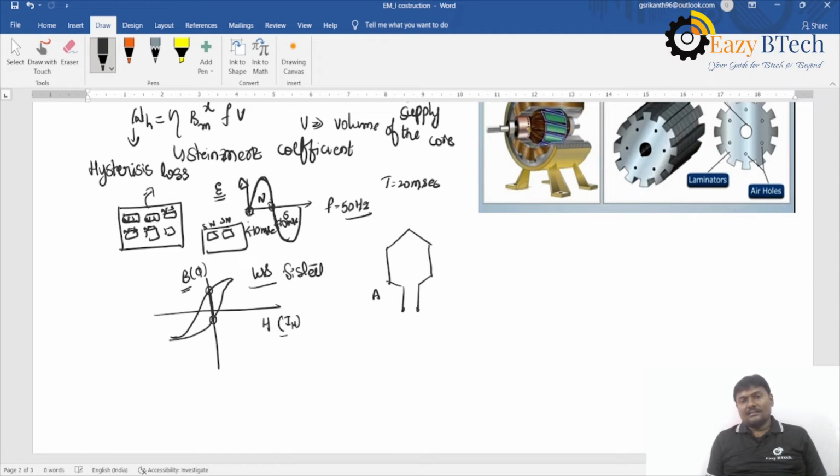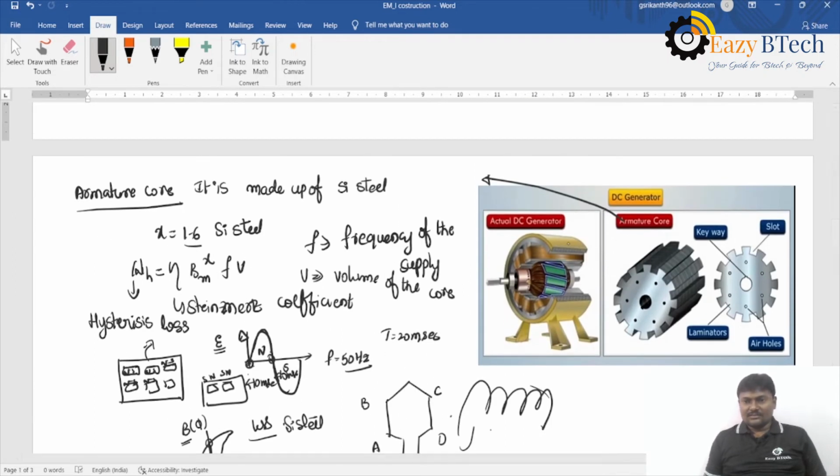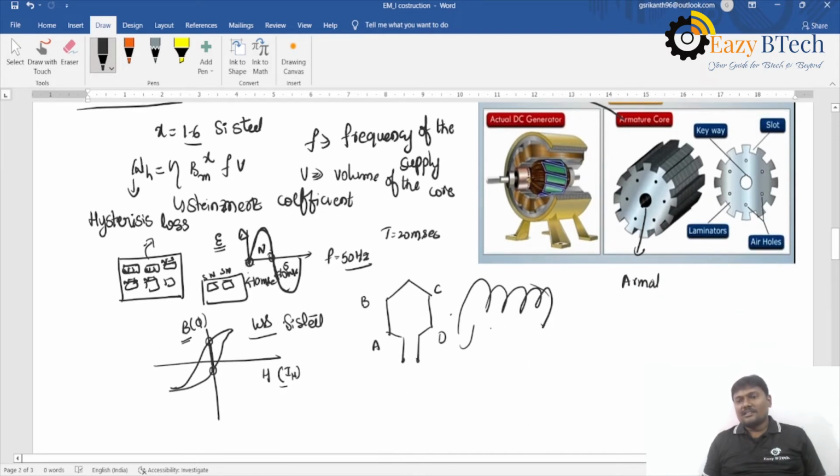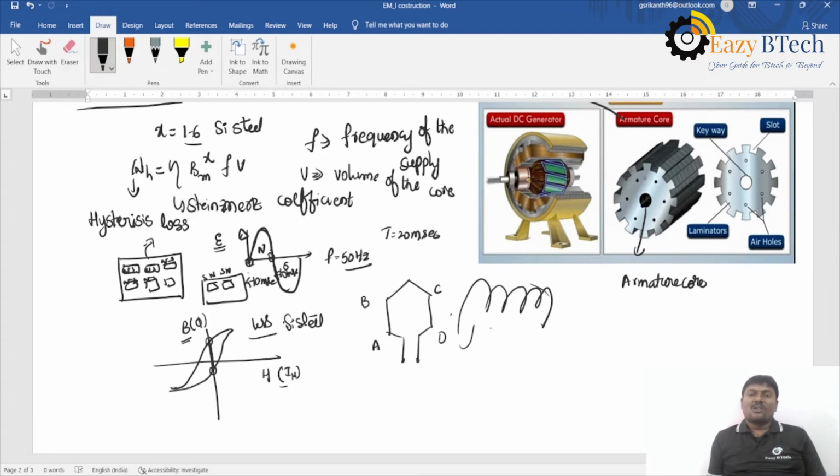So we are taking a single-turn alternator, and one turn means two conductors. If I am taking coils, many coils have to be kept somewhere. We require one part for that, and that part is called the armature core.